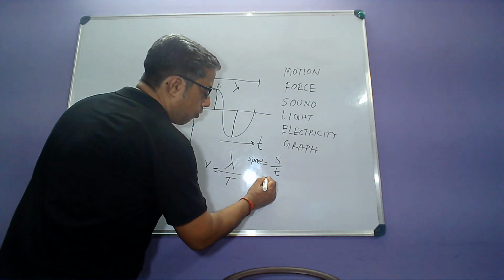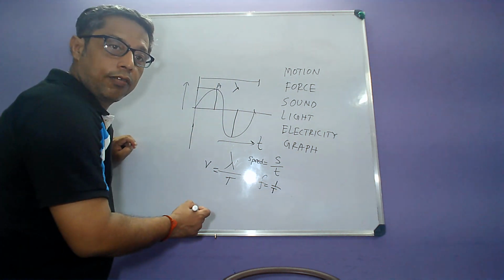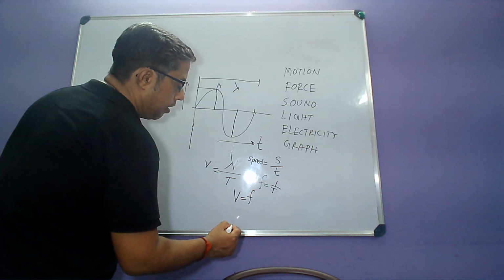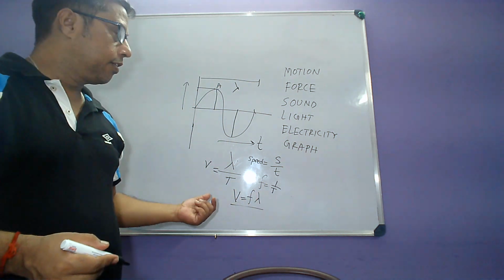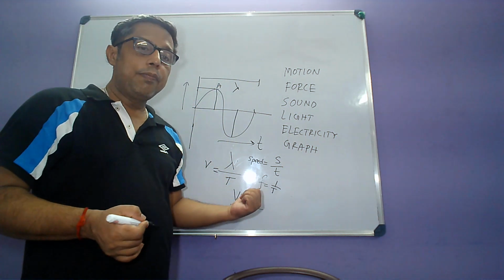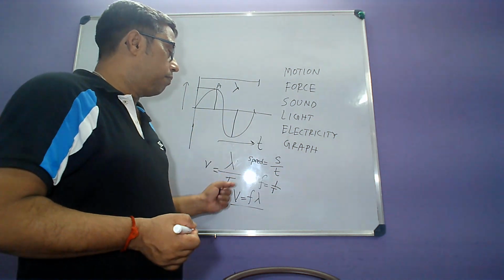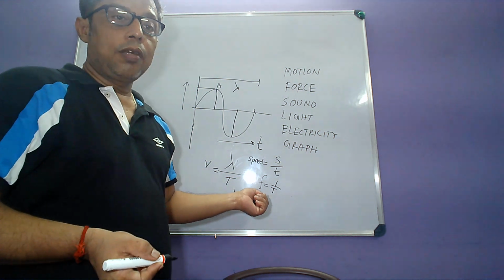Now we know that frequency is 1 by T. So we can write the velocity as frequency into lambda. These things you are going to study multiple times. Sometimes you may forget, but if you go through a concept like this, you will not forget it.